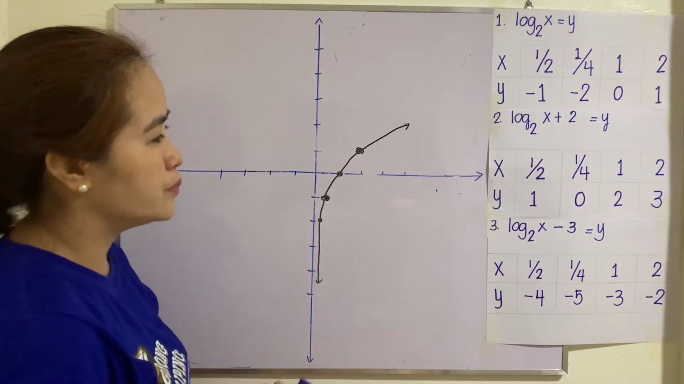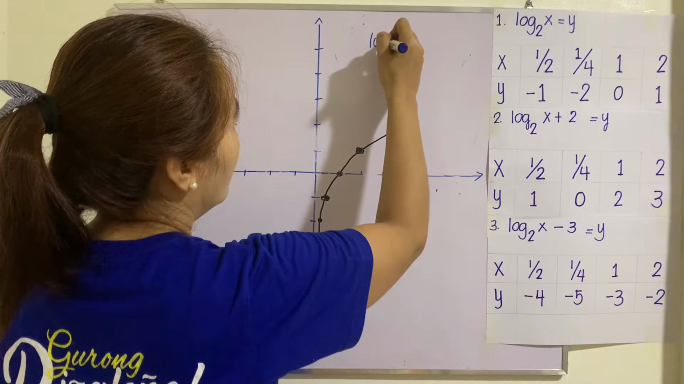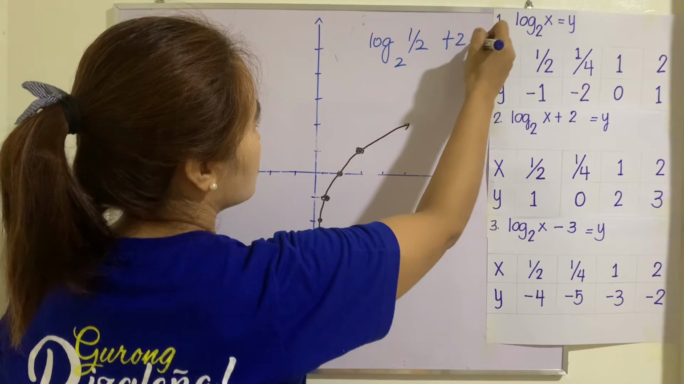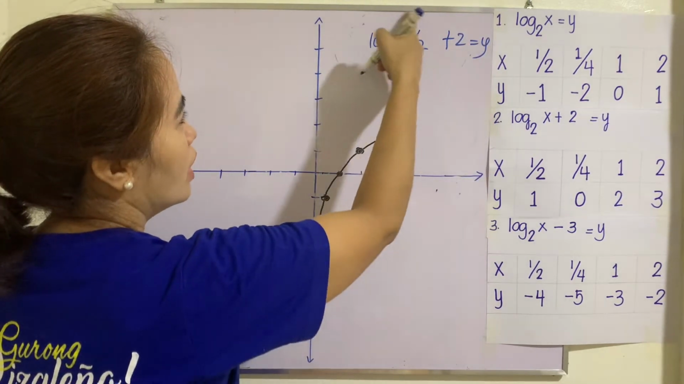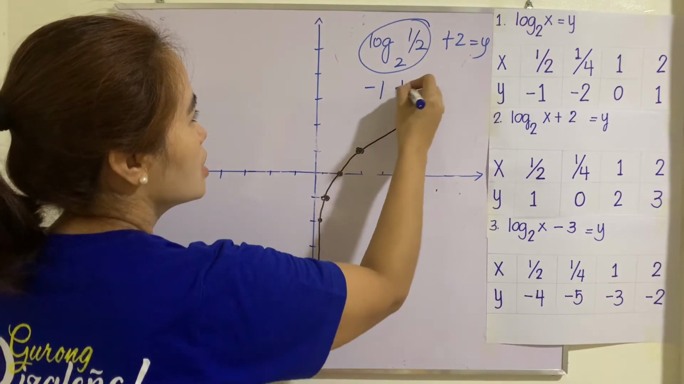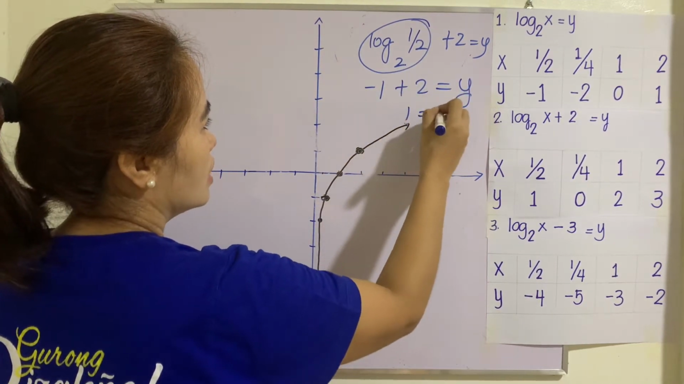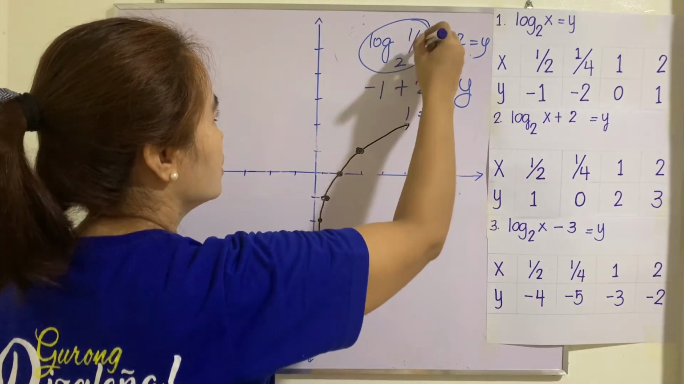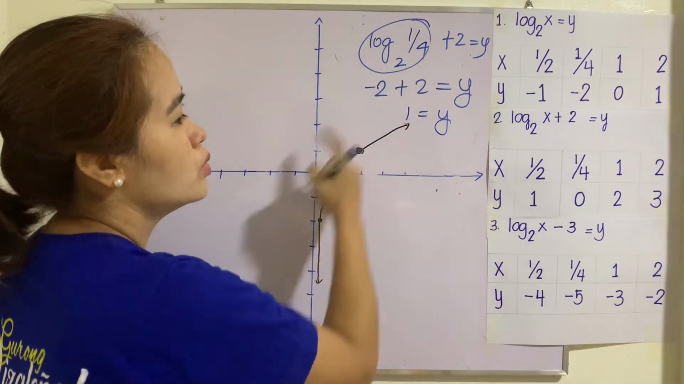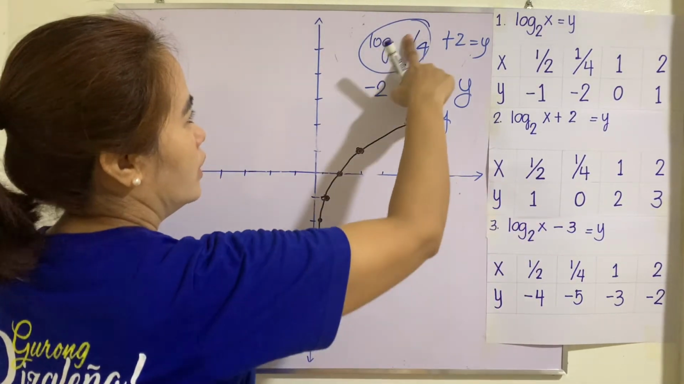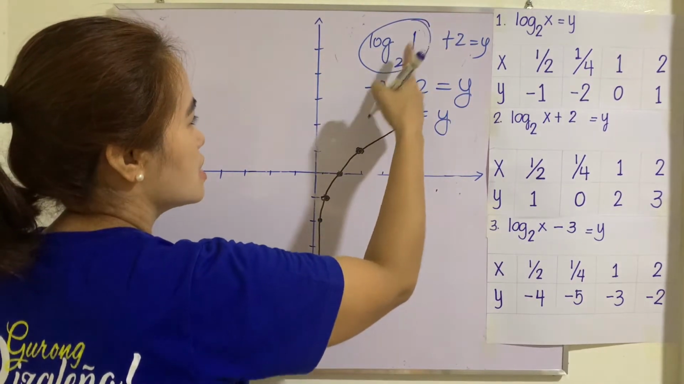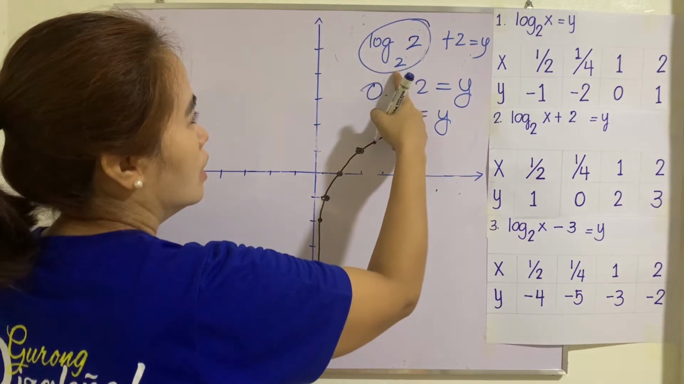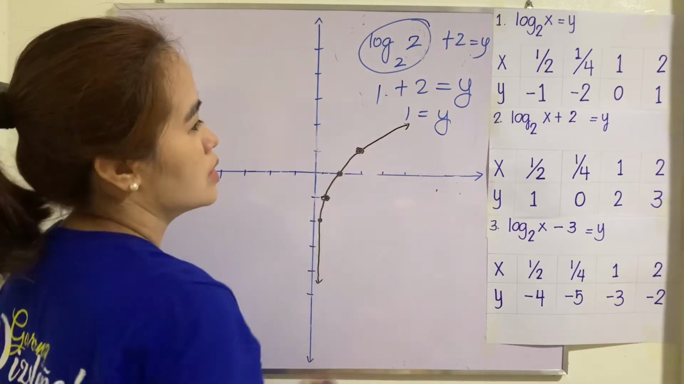Okay, so we have there log of 1/2 to the base 2 plus 2 is equal to y. Okay, we know that this one is equivalent to negative 1 plus 2 is equal to y. So this one is equal to 1. Okay, so same if we have here 1/4, this one is negative 2 plus 2, that will be 0. If we have here 1, this is 0 plus 2, it's 2. If we have here 2, this one is 1 plus 2 is equal to 3.